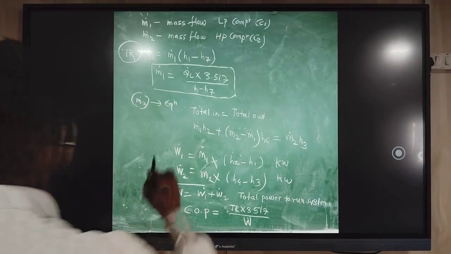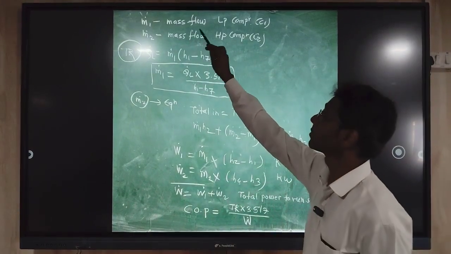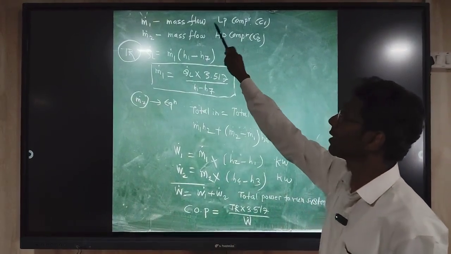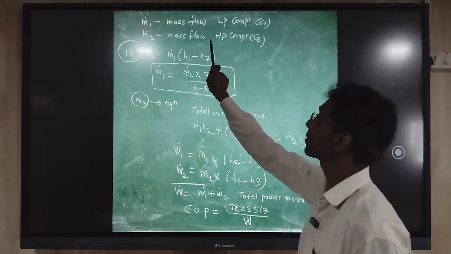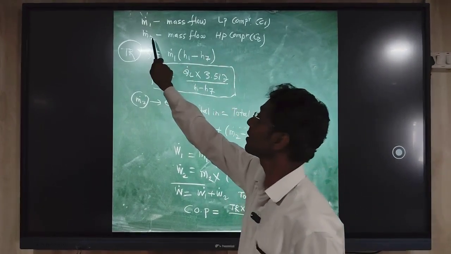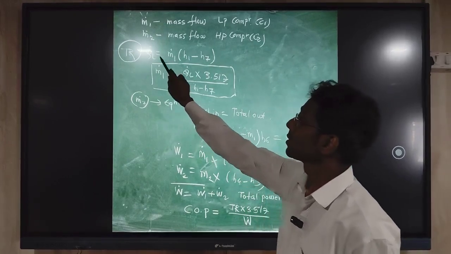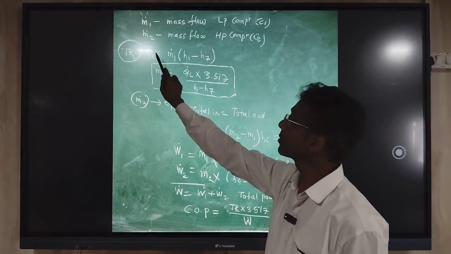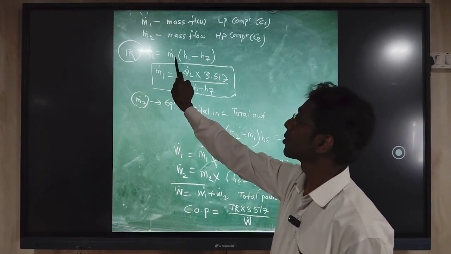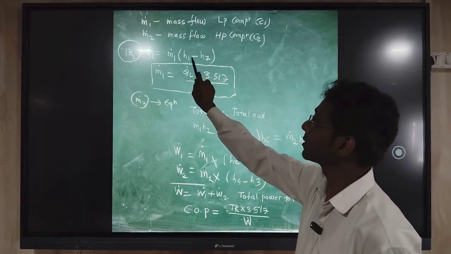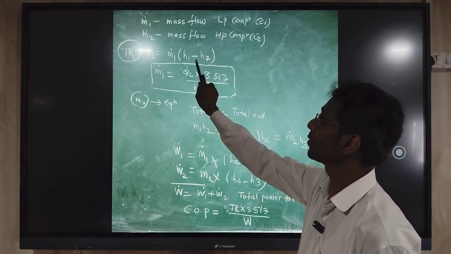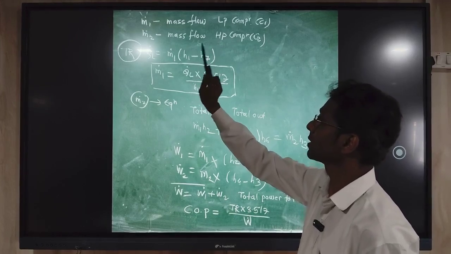So in the analysis we have seen that for compressor 1 normally we take M1 dot as the mass flow rate. For compressor 2, the high pressure compressor, we take the mass flow rate as M2 dot. This is the capacity of the system: Q dot L is equal to M dot 1 times the enthalpy difference H1 minus H7, which is the evaporation process we have seen in the pH diagram, points 1 and 7.